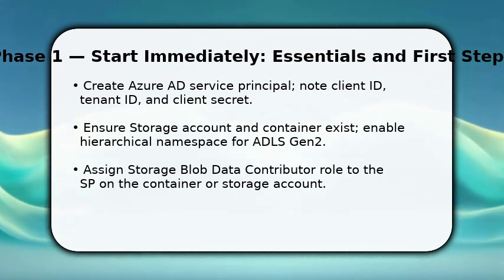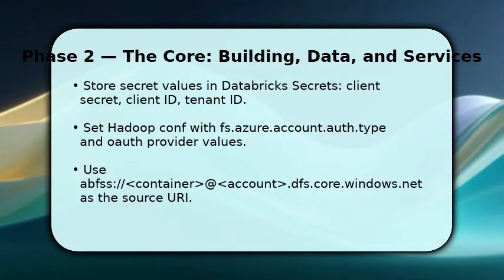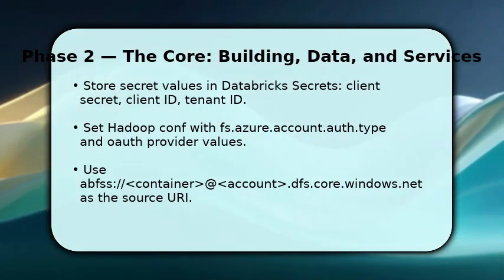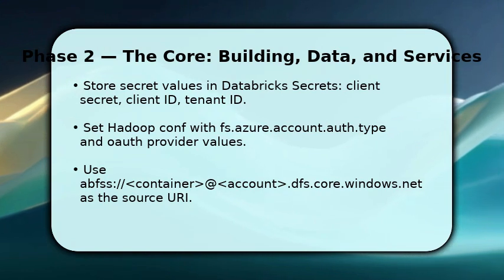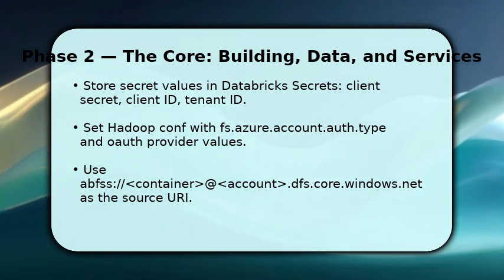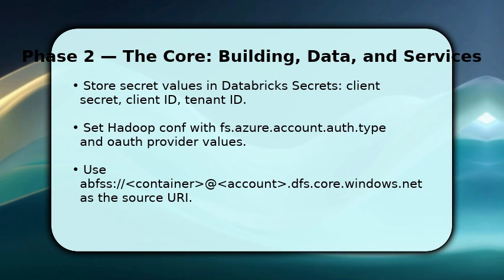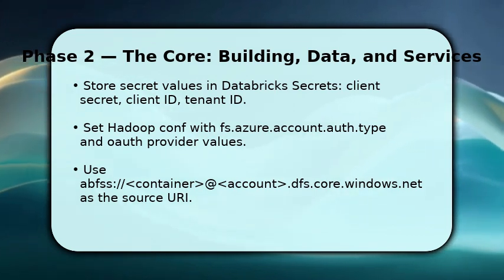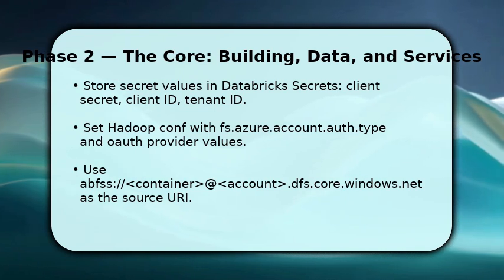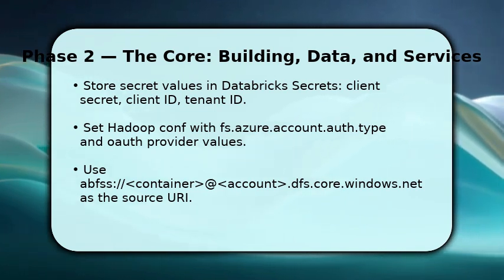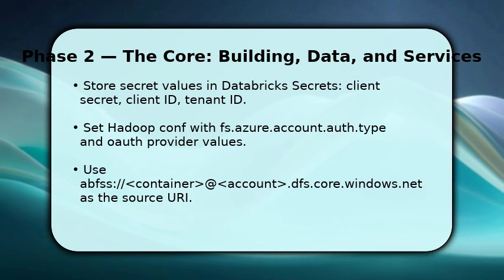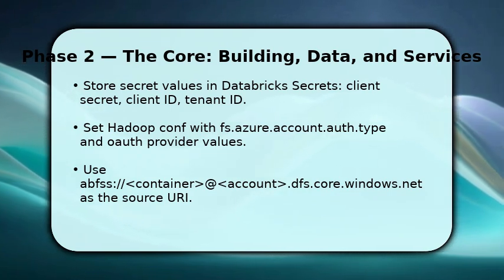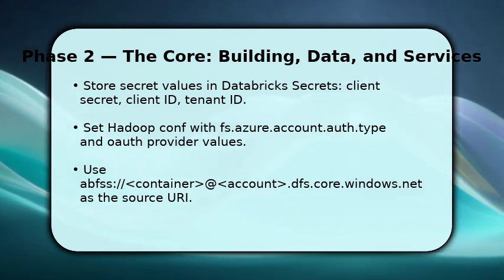Now you configure Databricks to talk to ADLS. Create a secret scope and store the client secret, client ID, and tenant ID so you never hard-code credentials. Then set Spark Hadoop configuration keys: fs.azure.account.auth.type to OAuth, fs.azure.account.oauth.provider.type to the ADAL token provider, and pass client ID, client secret, and tenant in the OAuth 2 client configs.